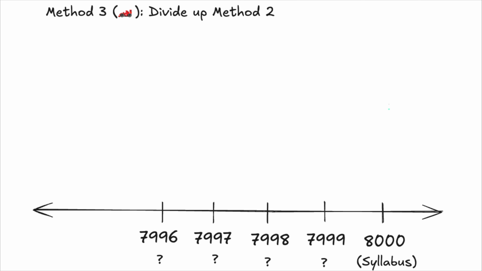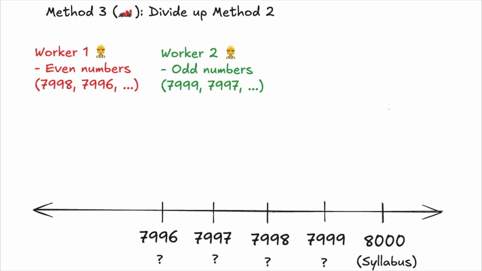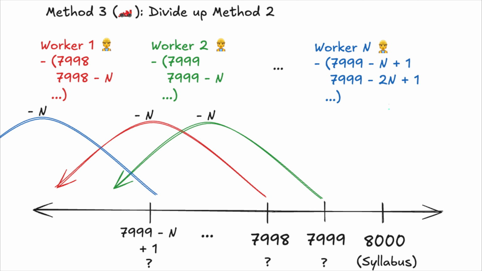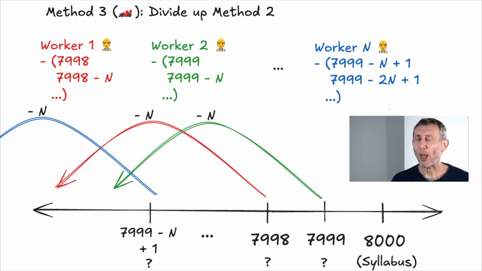If we want to make this even faster, we can divide up the work from method 2. Let's say one computer, called worker 1, will explore the even numbers. Let's say another computer, called worker 2, will explore the odd numbers. Now they can work independently, and we can get roughly double the speed. But why stop at 2? You can extend this framework to as many workers as you want. The key is to make sure each worker jumps by the total number of workers. This guarantees that each worker will be checking a different file ID, regardless of how many workers you have.